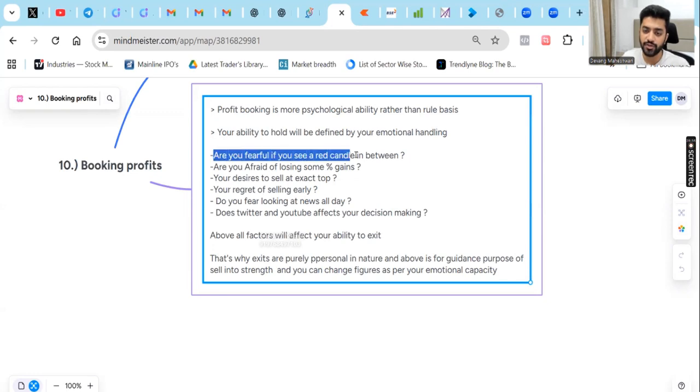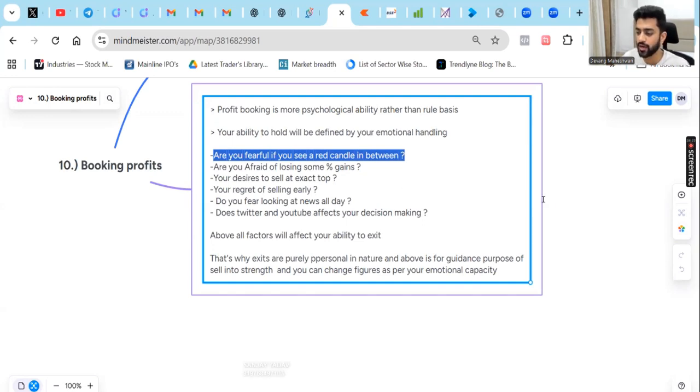Are you fearful if you see a red candle? Say for 3 days you are holding a stock and now suddenly there is a 5% red day, a big candle of 5%, 6%. Does it hurt you? Are you fearful? Oh, what has happened? This has all gone wrong. Okay, I may lose all my money now. I should have sold yesterday. Does this red candle make you fearful?